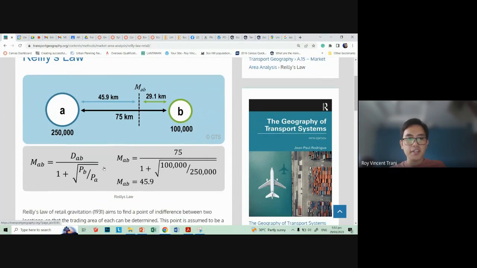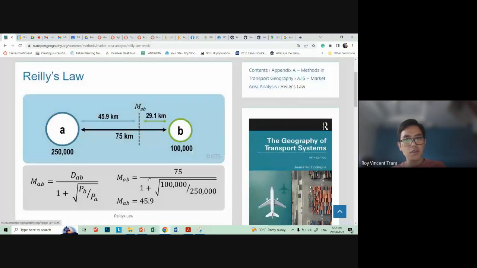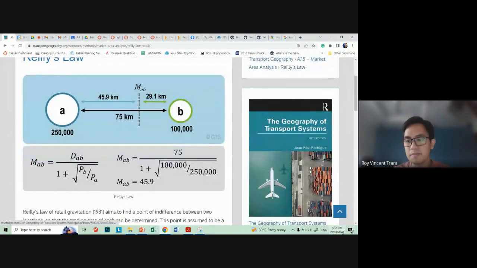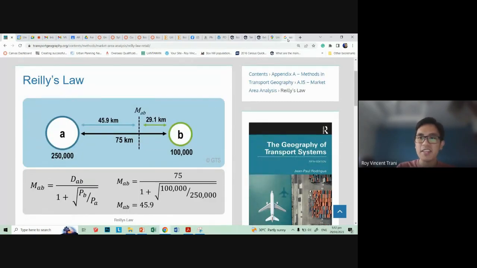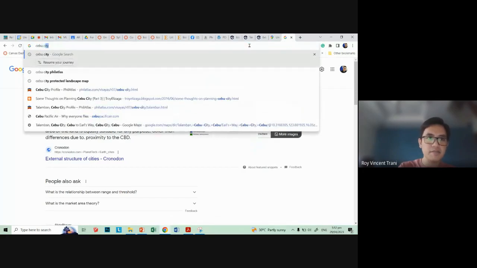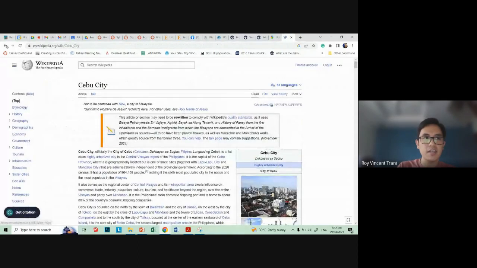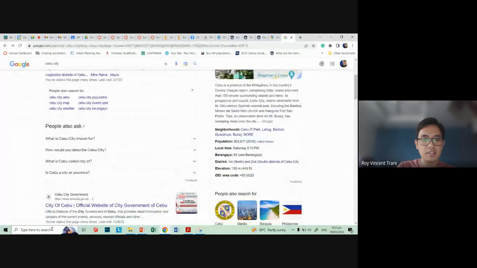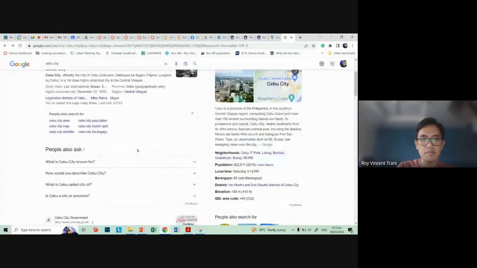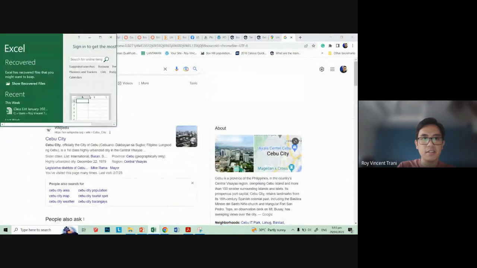So using this equation, distance over 1 plus the square root of population B over population A, B meaning the smaller population, you can actually get a distance. So let's try this. Maybe I'll just omit the quiz because I'm still absorbing the material. Let's say Cebu City is the market area. Cebu City population is, I'll use an Excel file.